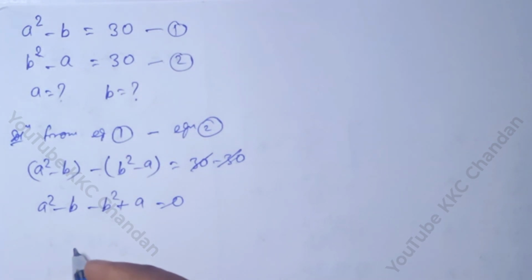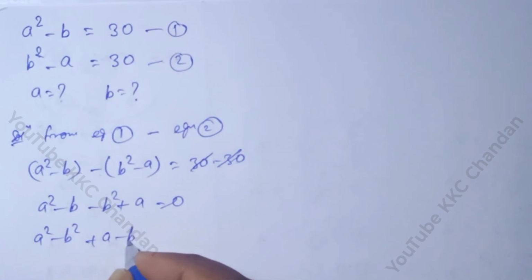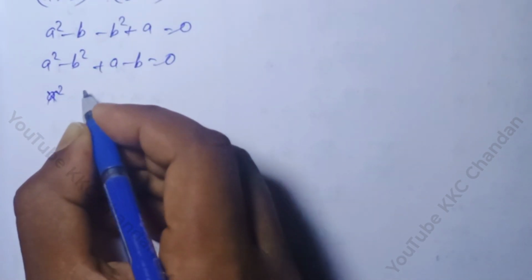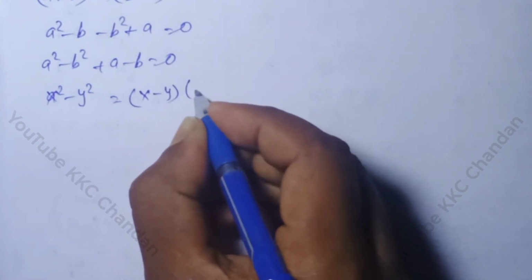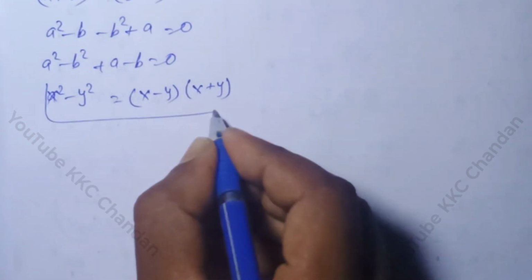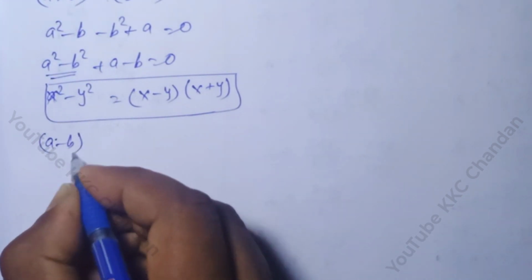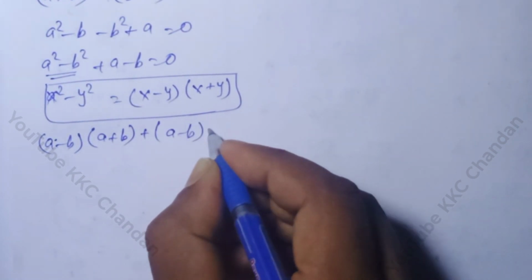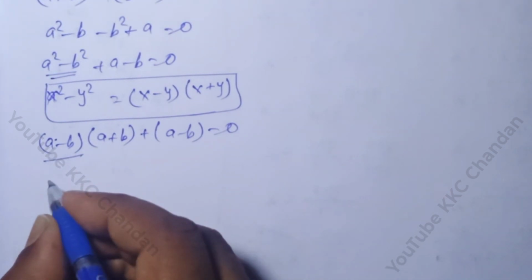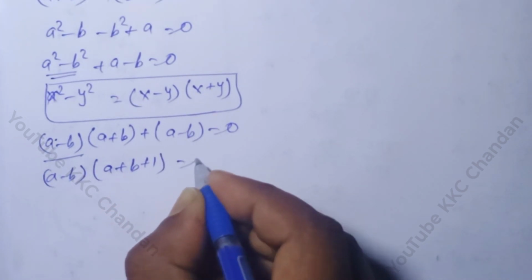After the next step, a square minus b square plus a minus b is equal to 0. We know that x square minus y square is equal to x minus y into x plus y. This formula applies here. So a minus b into a plus b plus a minus b is equal to 0. Take common: a minus b into (a plus b plus 1) is equal to 0.